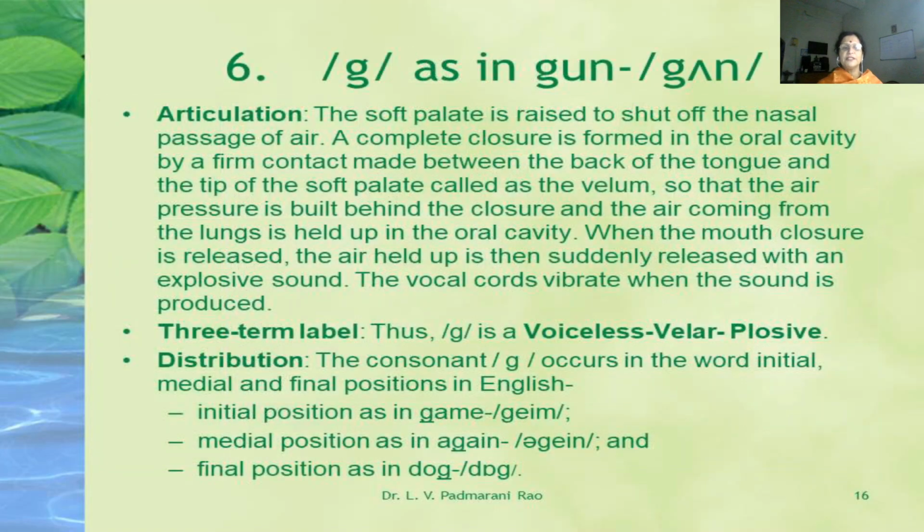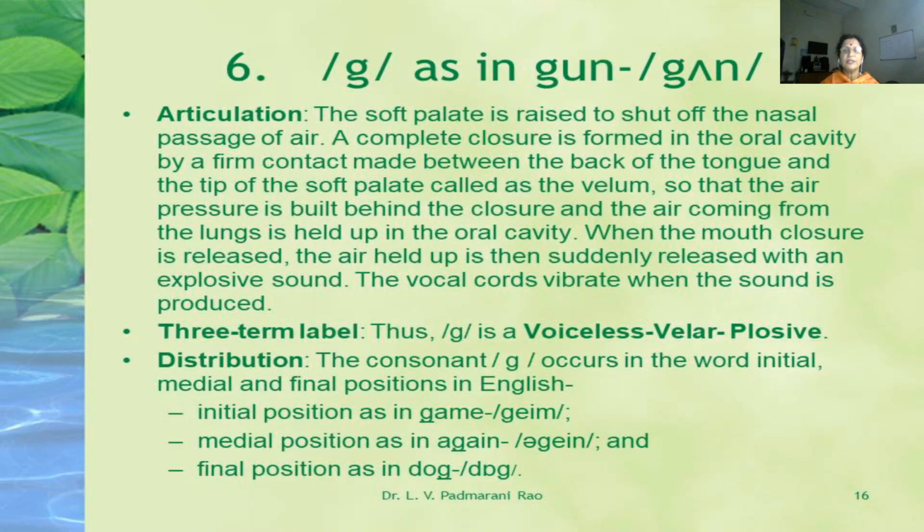The counterpart of K is G, as you find in G-U-N, gun. For the articulation of G sound, it's exactly similar to that of K. The soft palate is raised to shut off the nasal passage of air. The complete closure is observed in the oral cavity by a firm contact being made between the back of the tongue and the tip of the soft palate called the velum, so that the air pressure is built behind the closure and the air coming from the lungs is held up in the oral cavity for some time.